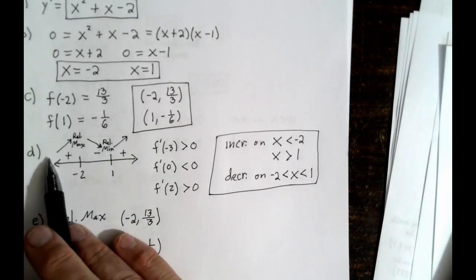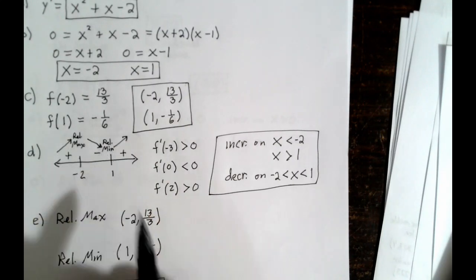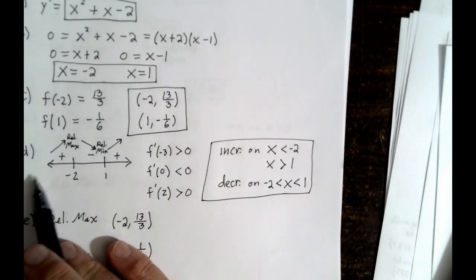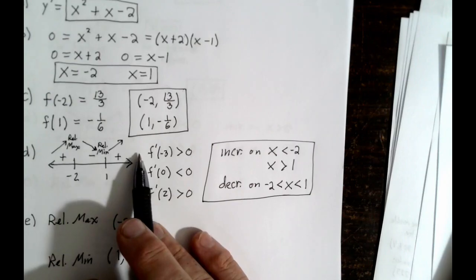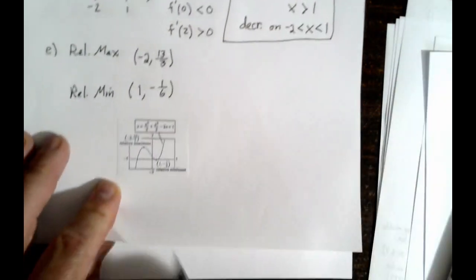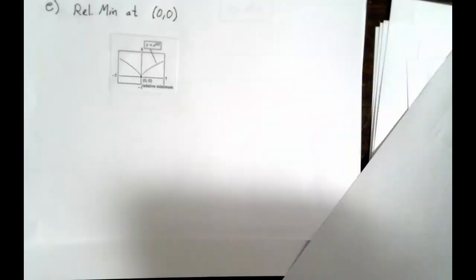And so now we know plus minus plus, so we have a relative max, relative min. There is no horizontal point of inflection. It's increasing less than -2, and it's increasing greater than 1. It's decreasing between -2 and +1. And here's the graph that justifies all of that.